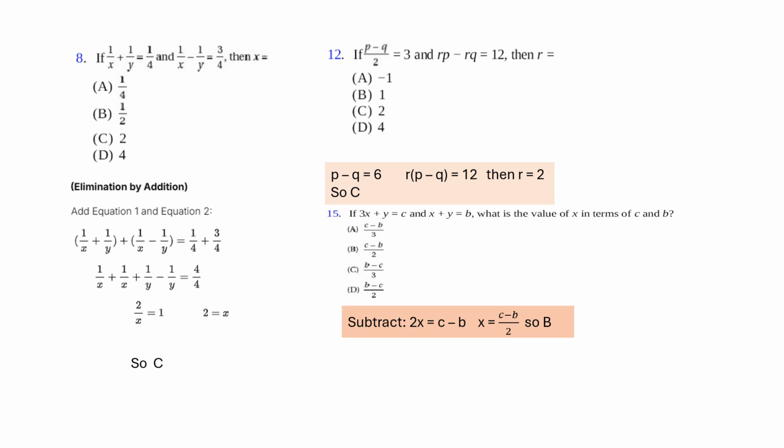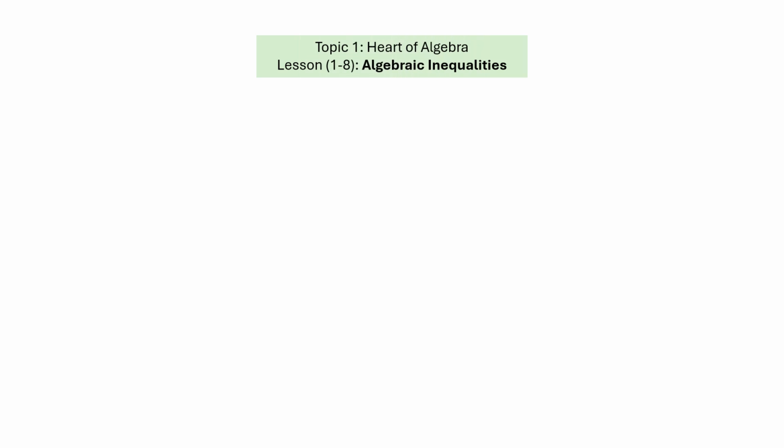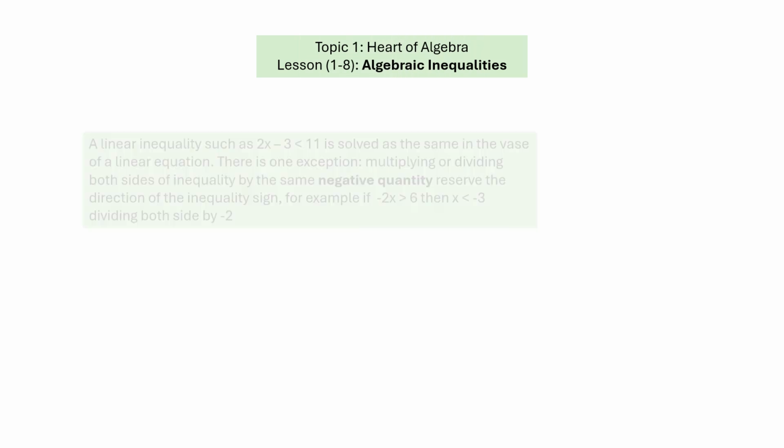Subtract that equation, you will get 2x equals C minus B. Then divide by 2, x equals (C minus B) over 2, which is answer B.